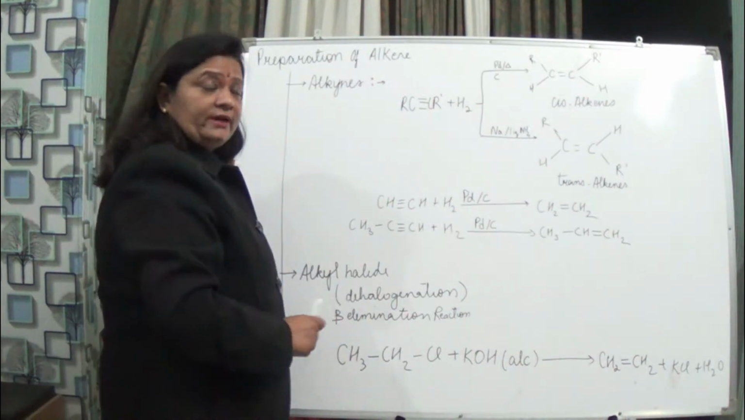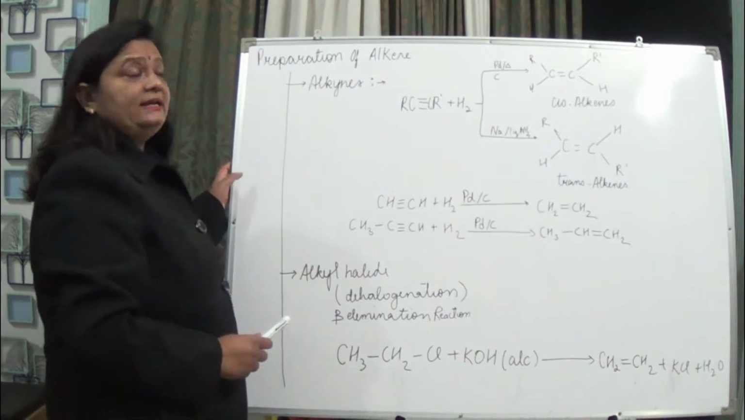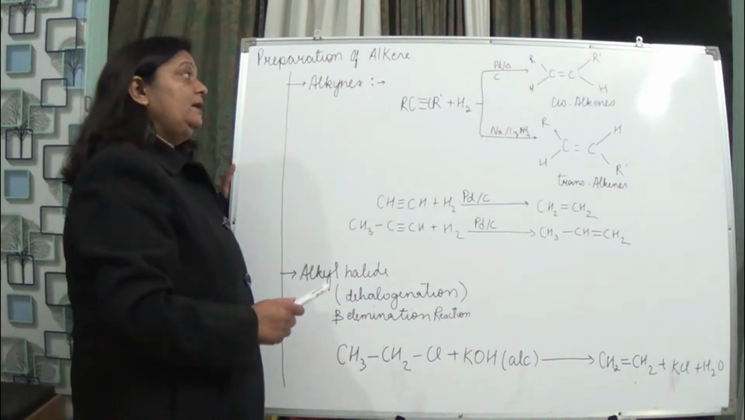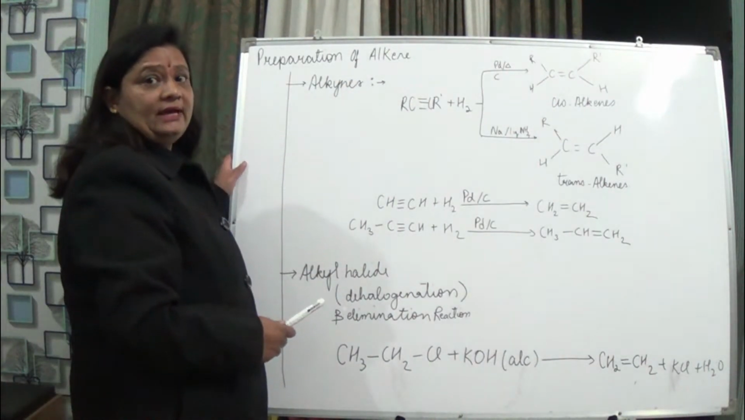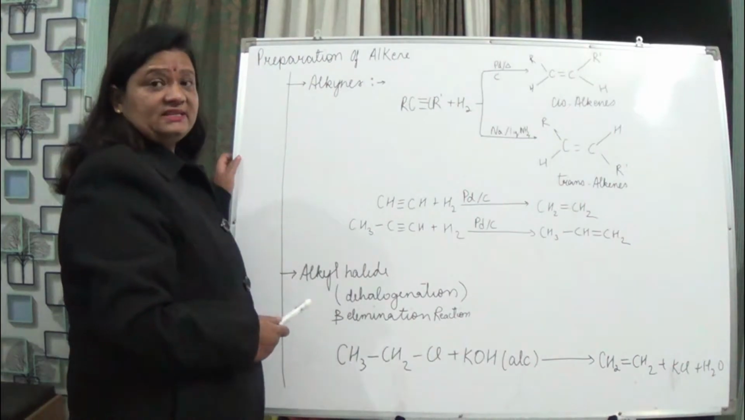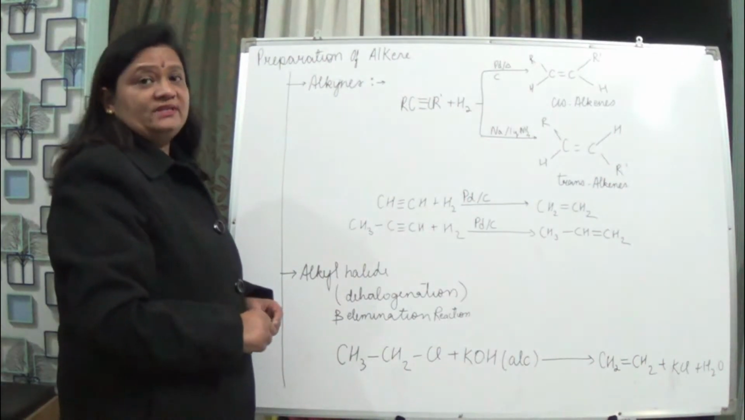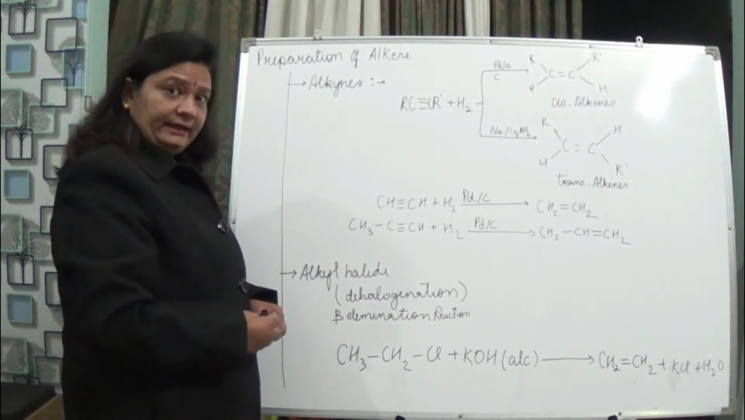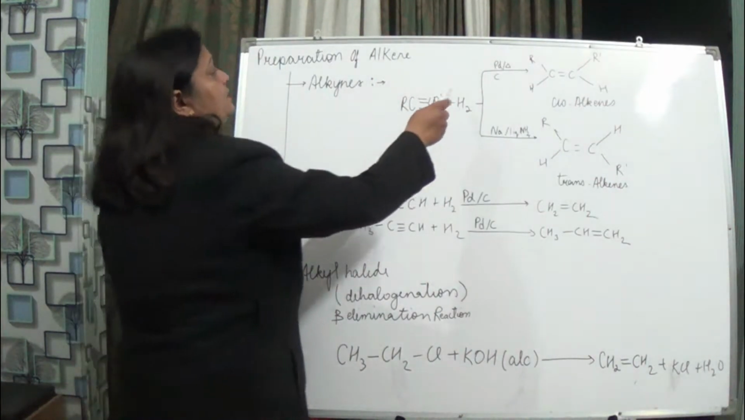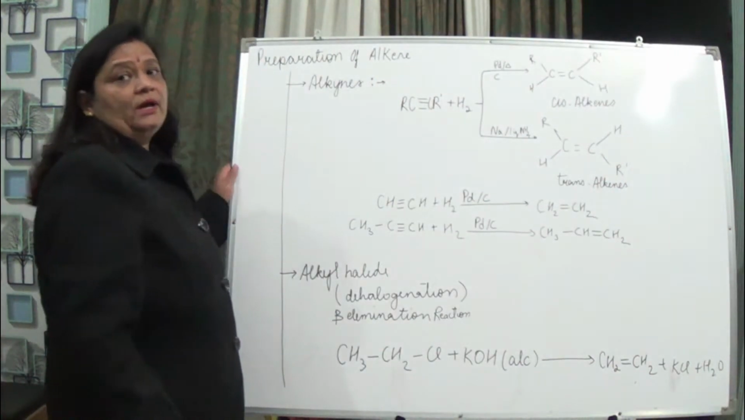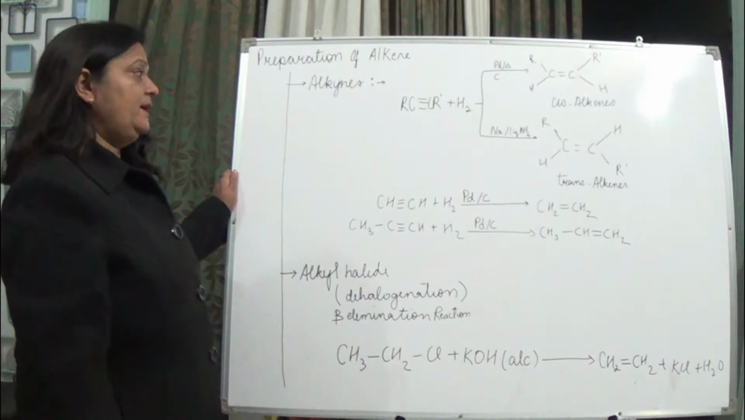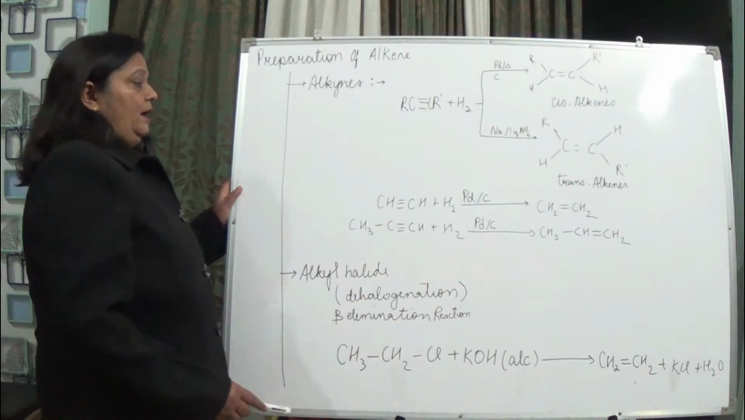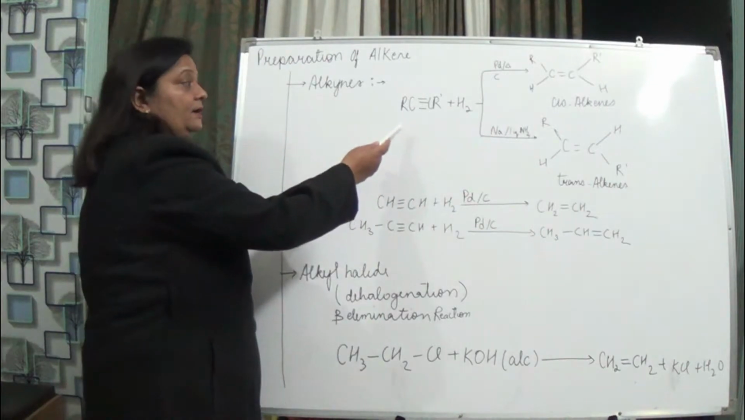So this is how alkenes are prepared from alkynes. And don't forget, what is Lindlar's catalyst? Here palladized charcoal is used, partially deactivated by poisons like sulfur or quinoline. So this palladized charcoal is known as Lindlar's catalyst. Now, this is a general example.